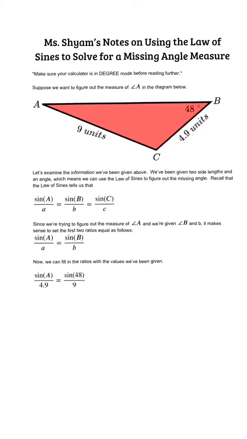Since A is the angle that I want to solve for, I could just leave A blank in the formula. Side opposite of angle A is little a, which is 4.9, so I'm going to put that in the denominator. And then I'm going to set that ratio equal to the sine of angle B, and we know that angle B is 48 degrees, so I've filled in B with 48. And we're going to put that over the side opposite angle B, which is the 9 units, so that's little b.